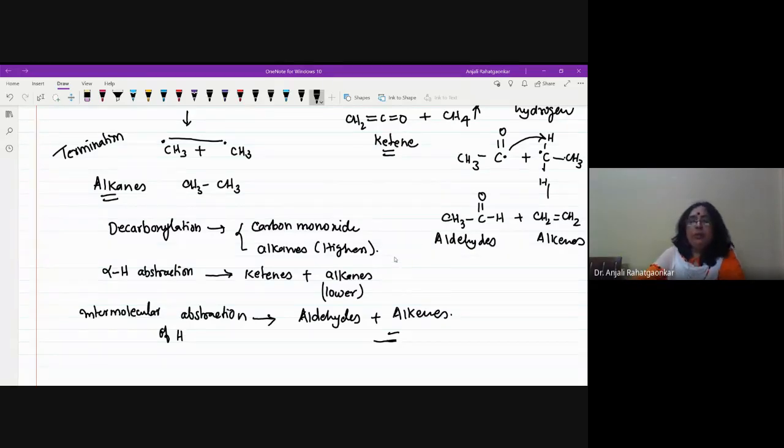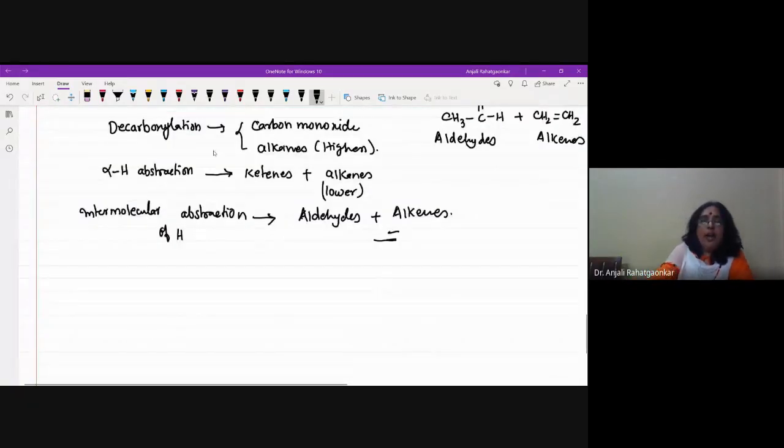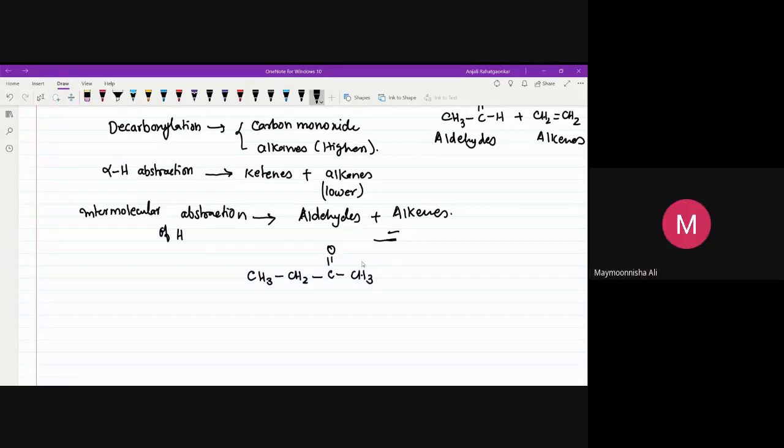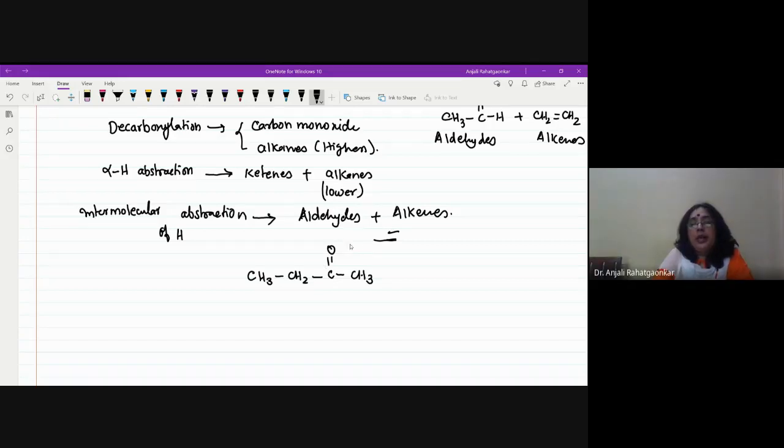Now one thing you have to remember, if I have this type of substrate, I forgot to tell you: CH3, CH2, C double bond O, CH3. If this is the substrate, how many alpha carbons are there? Two. This is alpha 1, and I can say that this is alpha 2. So there are two possibilities of alpha cleavage.